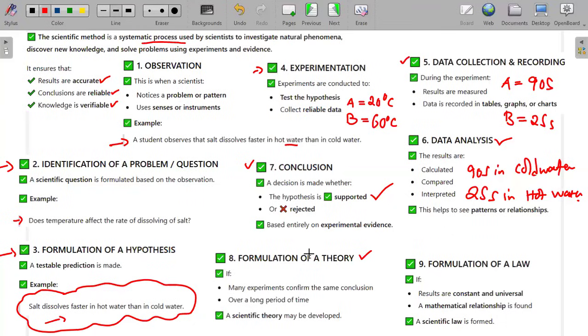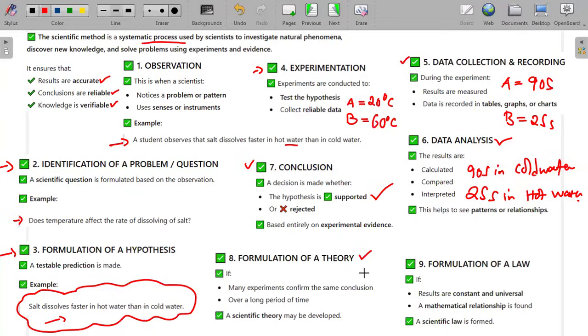Okay, so that theory will just be supporting the kinetic theory of matter. Once you come up with the theory, the next step is to come up with the law. So how do you come up with a law? It's quite similar to how you come up with the theory. A law is where you come up with a mathematical relationship of the theory that you stated. That's what a law is.